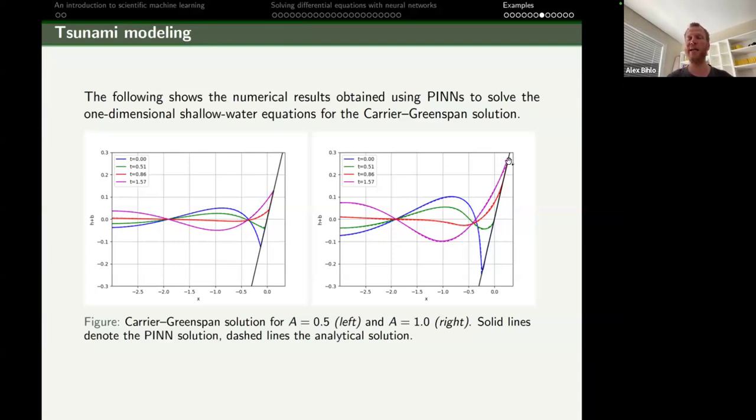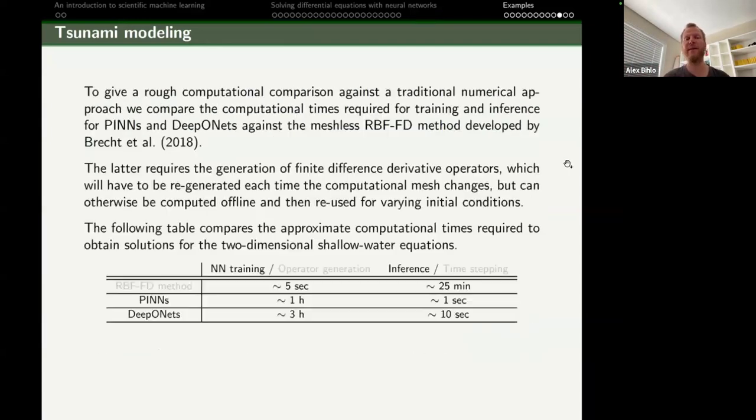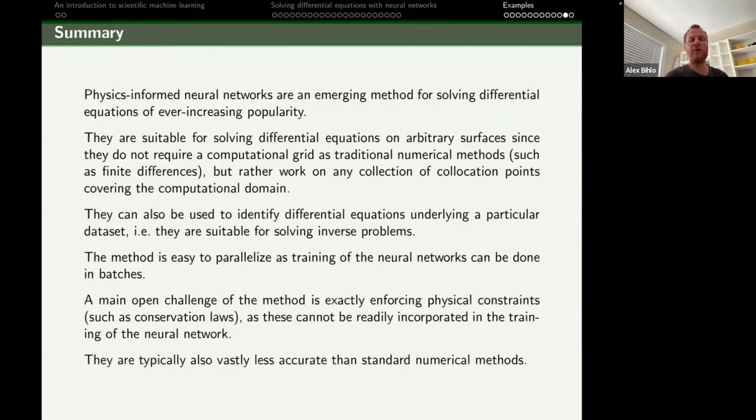You just want to know, does the wave hit 1 meter? Does the wave hit 2 meters? And if you predict 1.5 meters, but it's really 1.56 meters, it doesn't make a whole lot of difference, right? People do a lot of research in this field, but my recommendation would be to look into problems for which you don't require a super accurate method. And then some of the advantages of PINNs: you can easily parallelize training because you can train a neural network in batches.